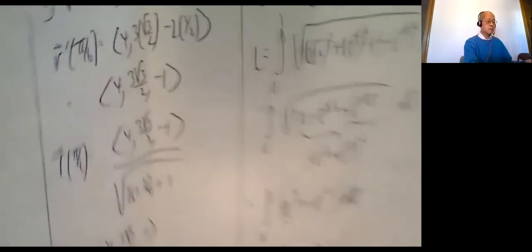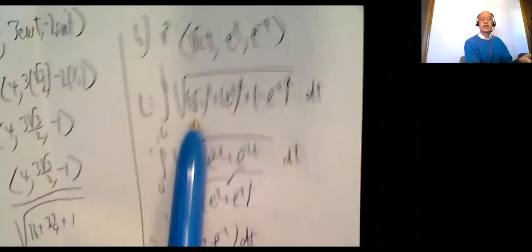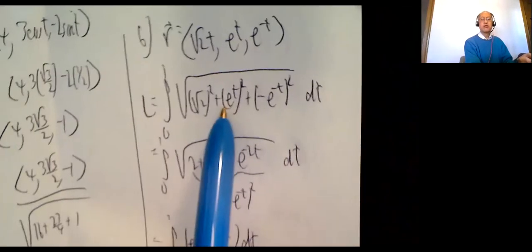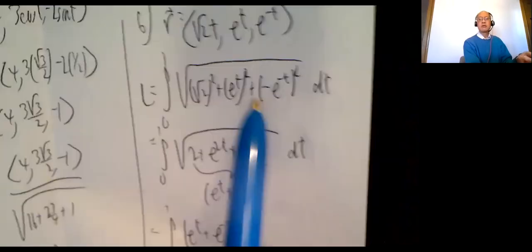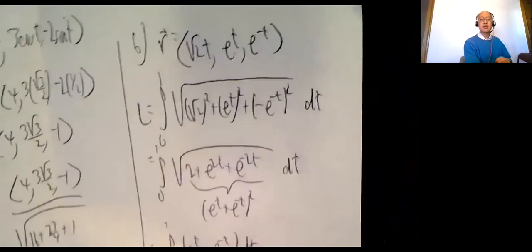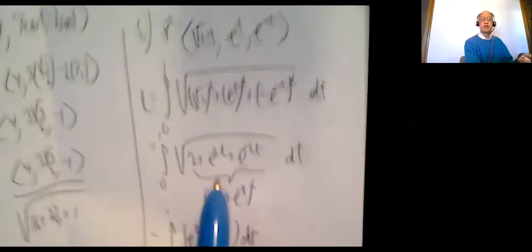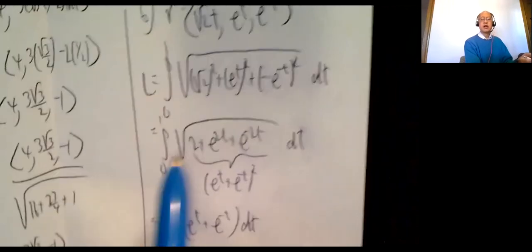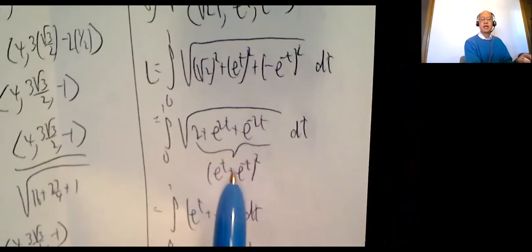Number 6, finding the length of the curve. So it's the square root of dx/dt squared, radical 2 squared, plus dy/dt squared, e to the t squared, plus dz/dt squared, negative e to the negative t squared. That's 2 plus e to 2t plus e to negative 2t. This very conveniently is e to the t plus e to negative t squared.